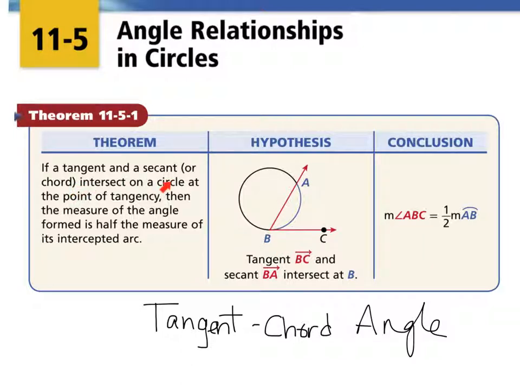So if you have a tangent and chord that intersect on a circle, which is the point of tangency, then the measure of the angle is half the measure of the arc. So in this problem, we have a tangent, and I call it chord even though this is a secant. We have chord AB. And we would know that this angle ABC, its measure, would be half of the measure of the arc ABC. It's just like an inscribed angle, the same formula.